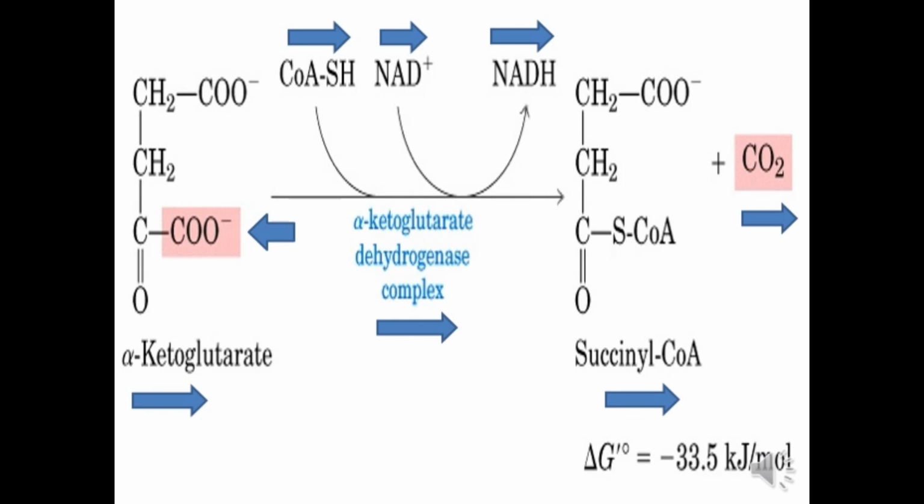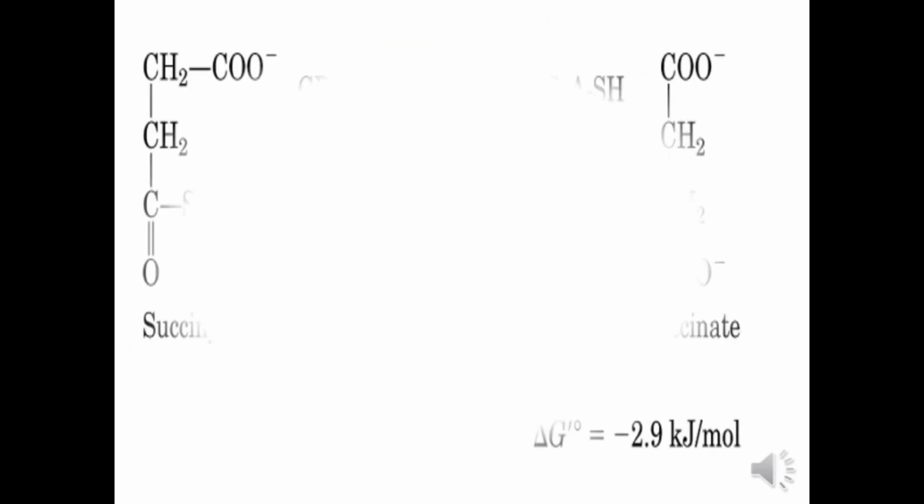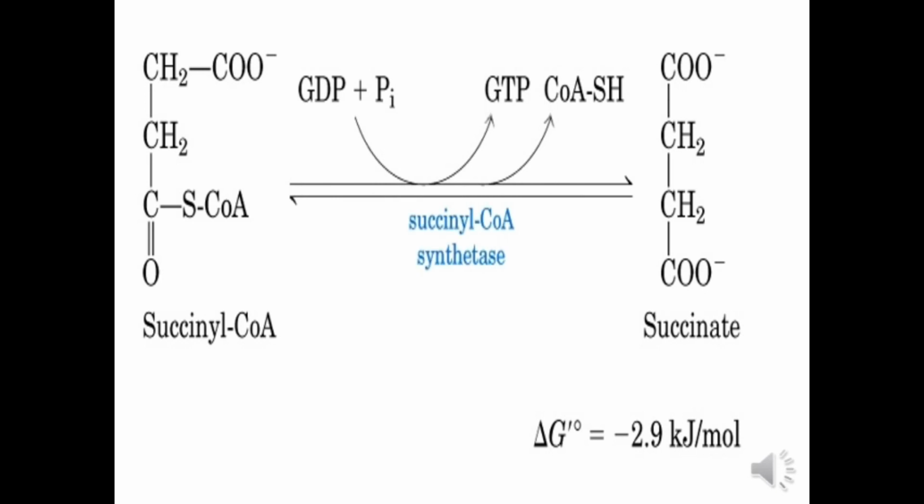In reaction 5, succinyl-CoA is converted into succinate by the enzyme known as succinate thiokinase. It is also known as succinyl-CoA synthetase.